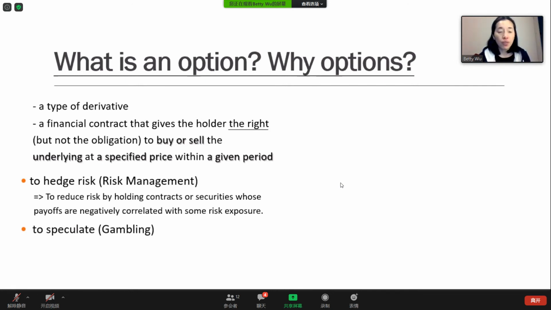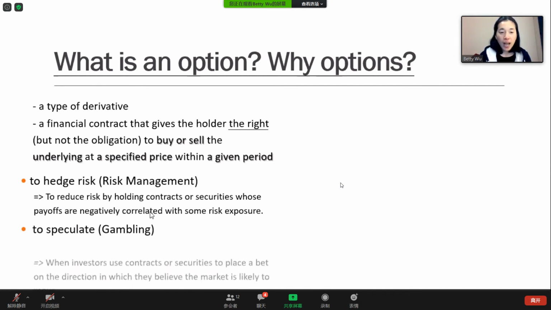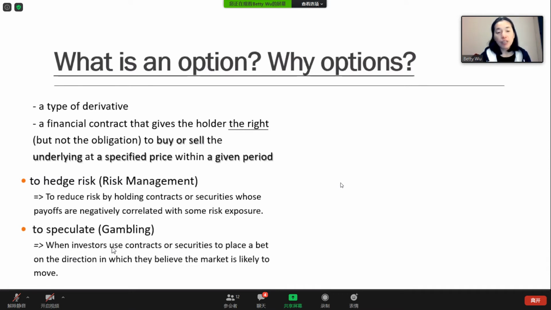For instance, hedge risk, and then you tell me to reduce risk by holding contracts or securities whose payoffs are negatively correlated with some kind of risk exposure. And to speculate, when investors use contracts or securities to place a bet on the direction where they believe the market is going to move. Okay, and I would like to draw your attention to this. What's the difference between hedging and insurance?